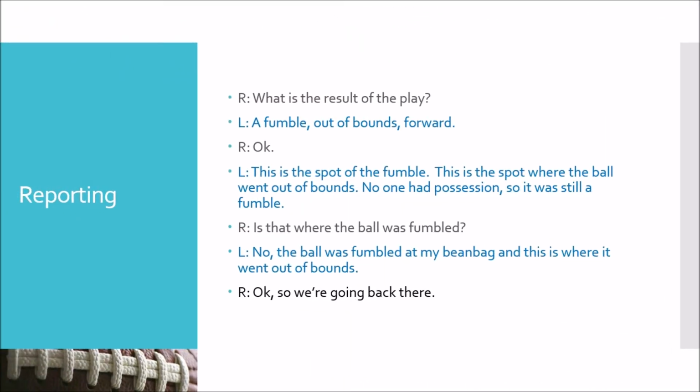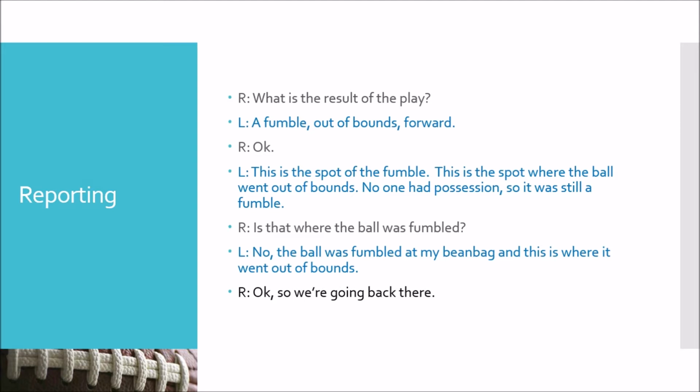In situations like these, where it's easy to do something wrong, it's very important to get a handle on the result of the play right away. That's important in any situation, but especially in tricky ones like this. So first of all, the referee says, what is the result of the play? And the line judge does a really good job here: fumble, out of bounds, forward.